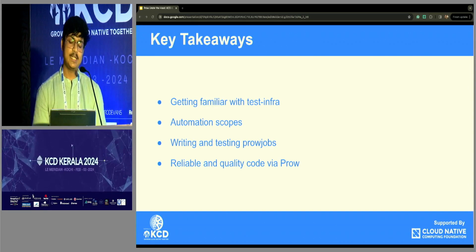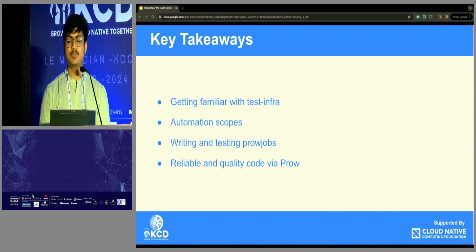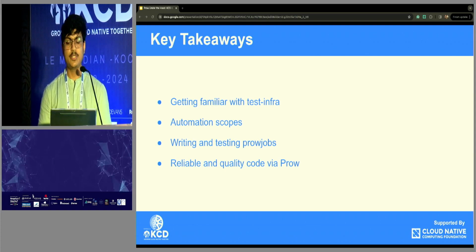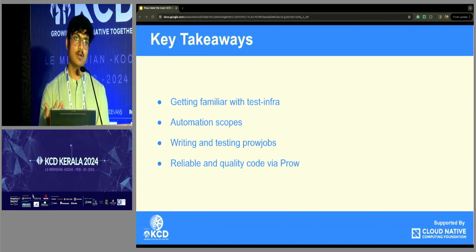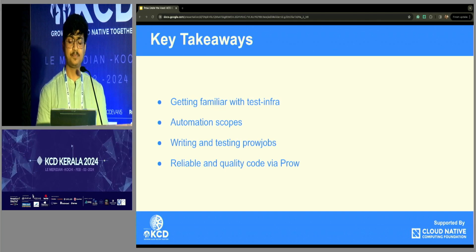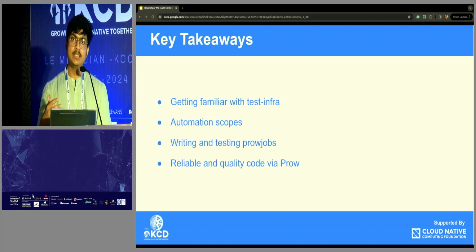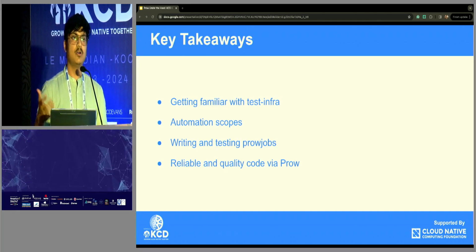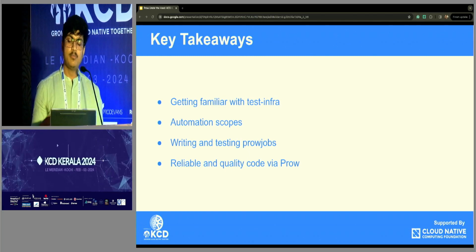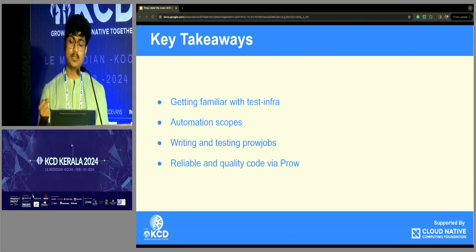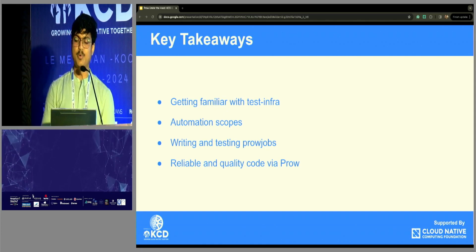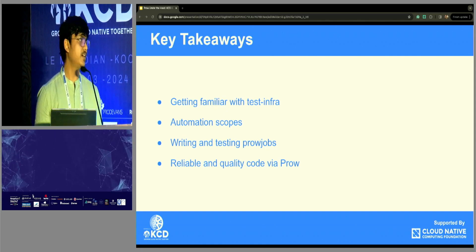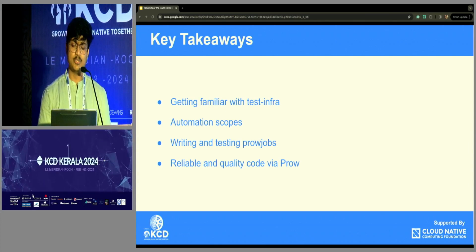Also, sig-testing is kind of short-handed at this point, and they really encourage new contributors to come up, contribute, improve, and add new jobs to Prow. Since Prow allows a lot of room for automation, we developers can identify the scopes and leverage Prow in doing the everyday CI/CD process. This can be done by writing and testing the Prowjobs themselves.